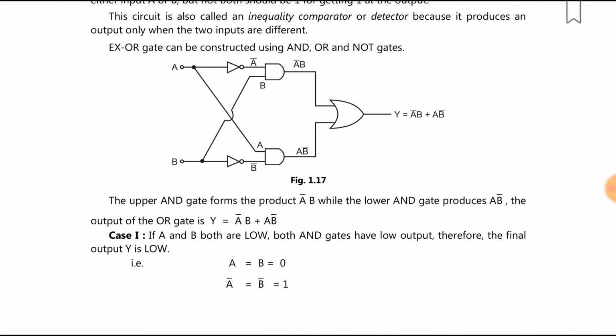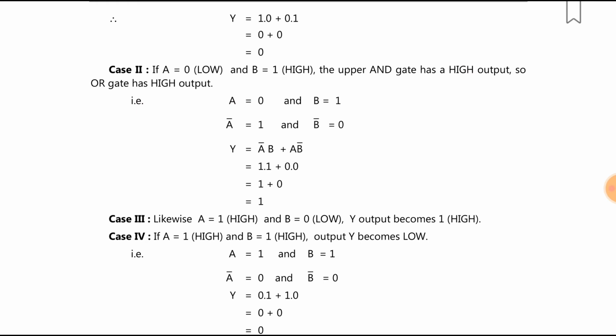Now it can be realized using two AND gates and one OR gate. If A and B inputs are both low, output is 1.